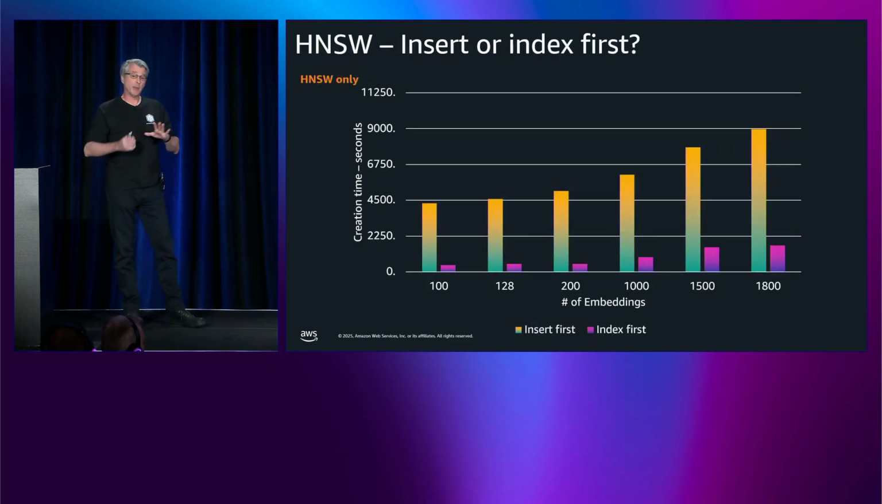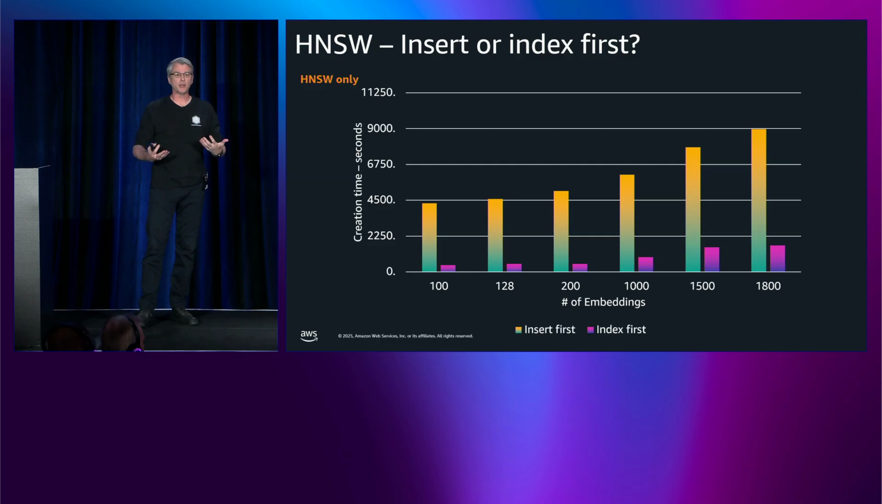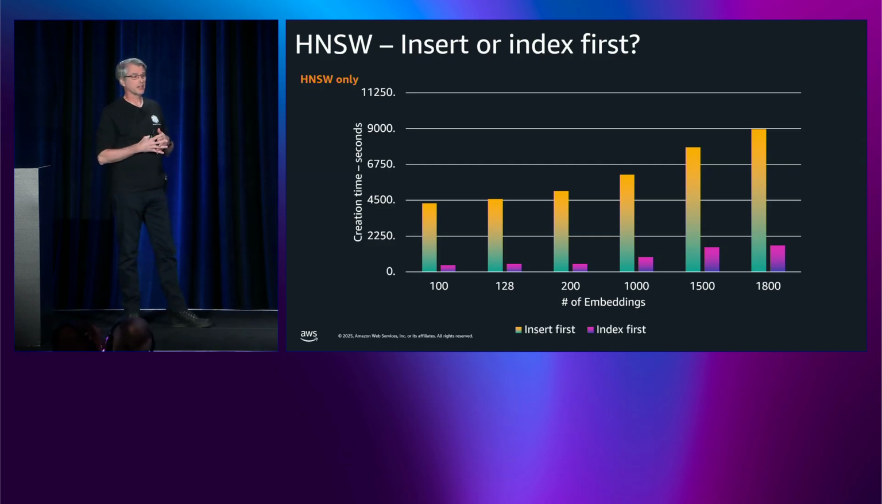Now, HNSW. Remember IVF flat, you can only build those indexes on pre-existing data. So that's your only option, but those index build times are pretty quick. HNSW, you do have options.